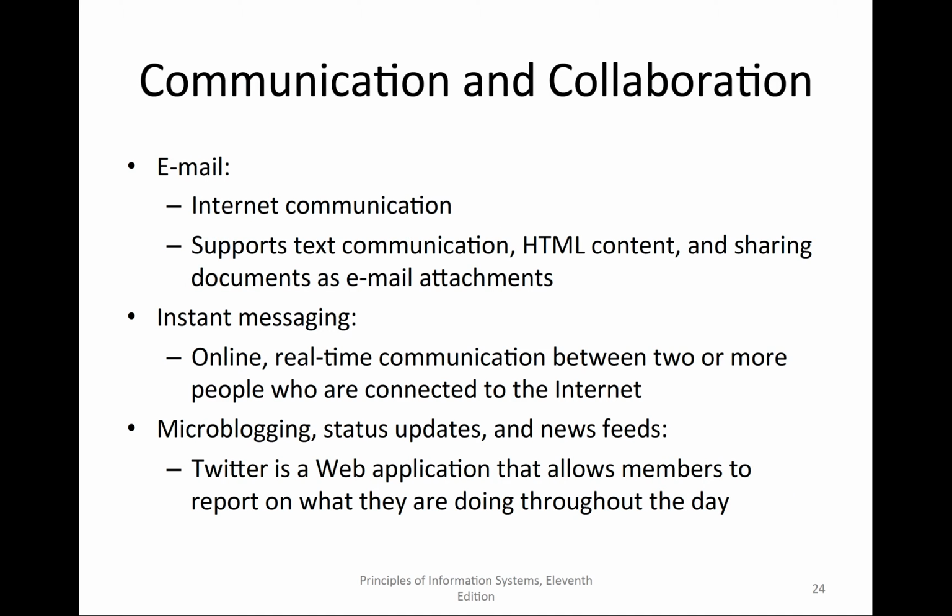So, communication and collaboration. Electronic mail. It is internet communication that supports text communication, HTML content, and sharing documents as email attachments. And instant messaging. Online, real-time communication between two or more people who are connected to the internet. Microblogging, status updates, and newsfeed. Twitter is a web application that allows members to report on what they are doing throughout the day. Normally, Twitter is used by decision makers to express their views or ideas, but it is also used by the rest of society as well.